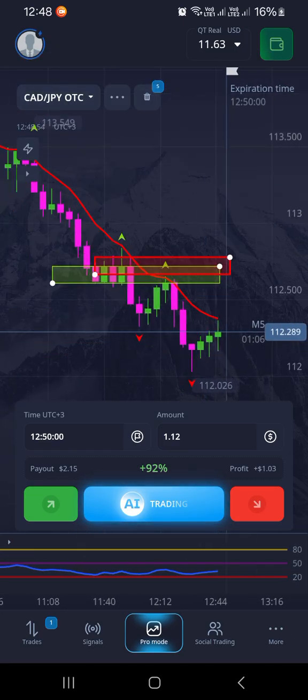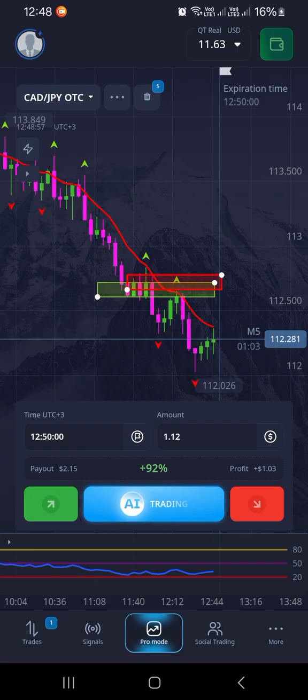Remember, trading is risky. Only risk an amount that you can afford to lose, guys.